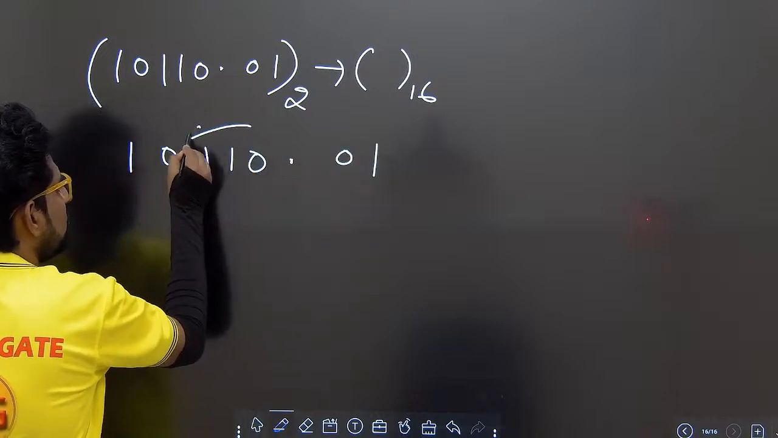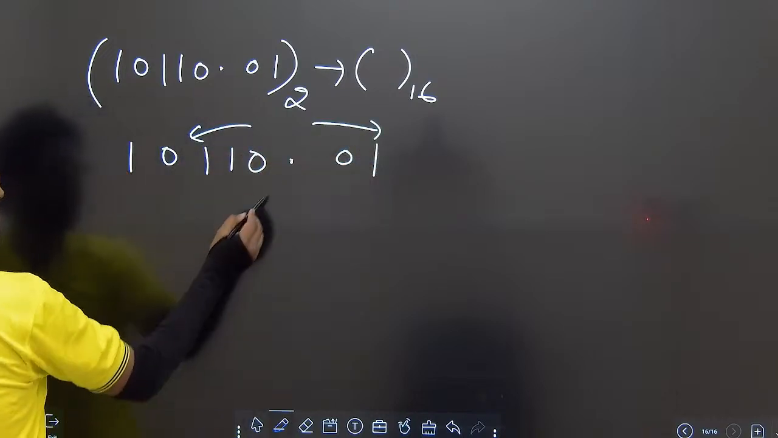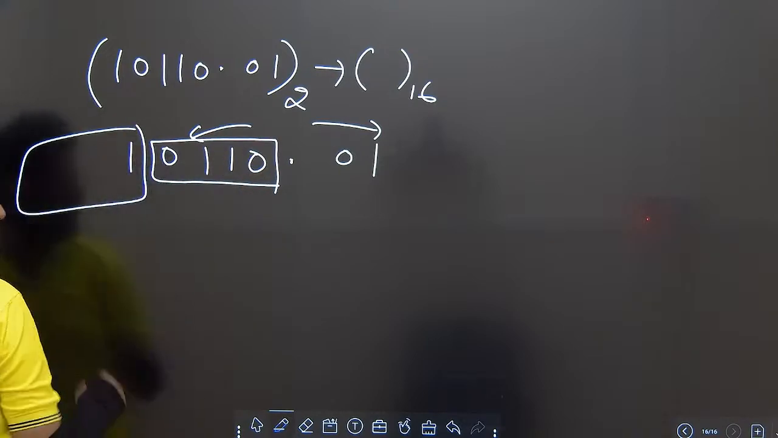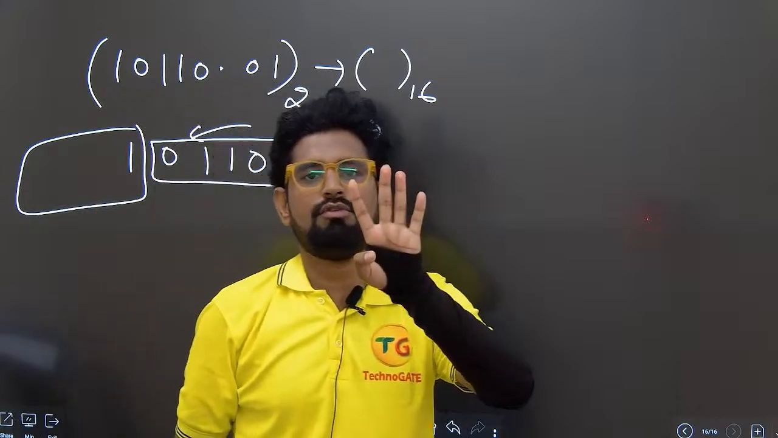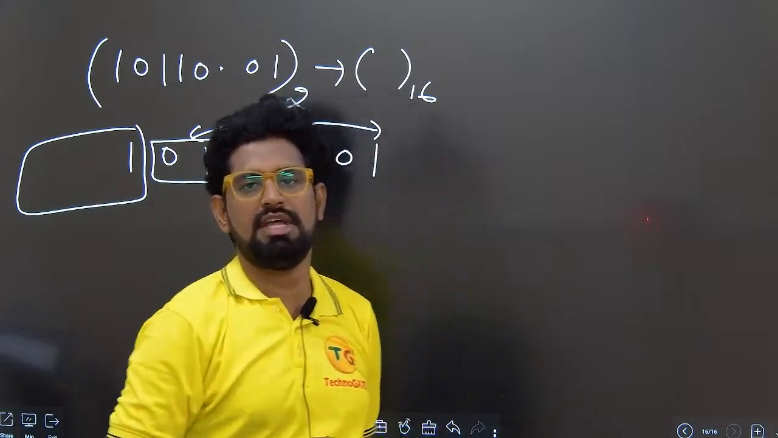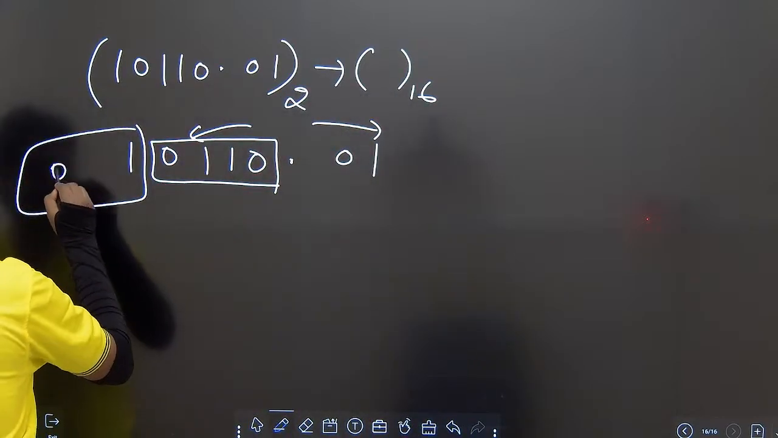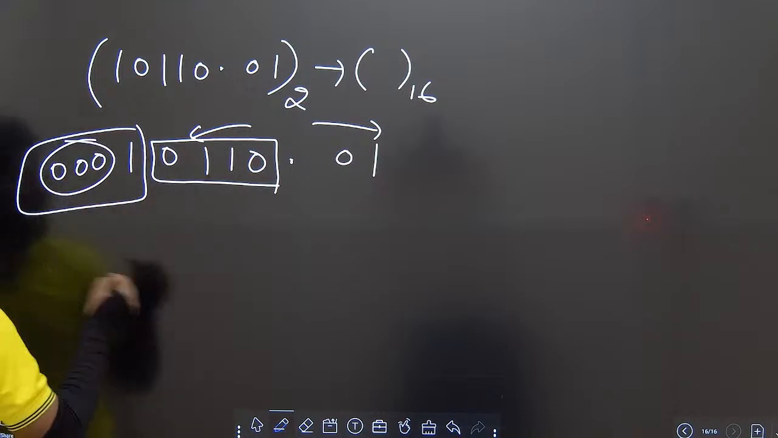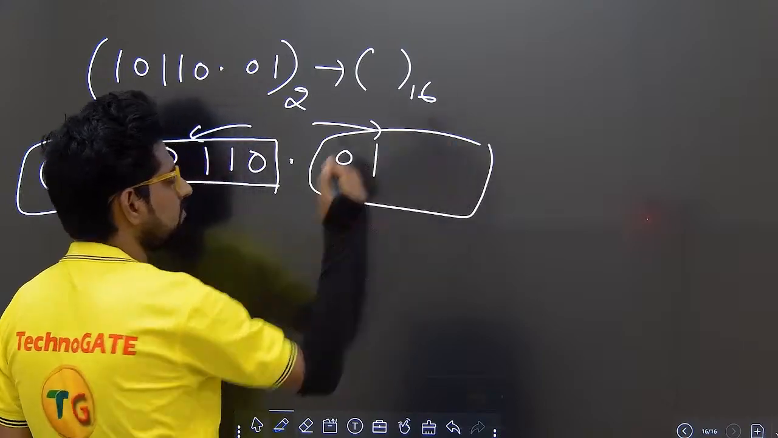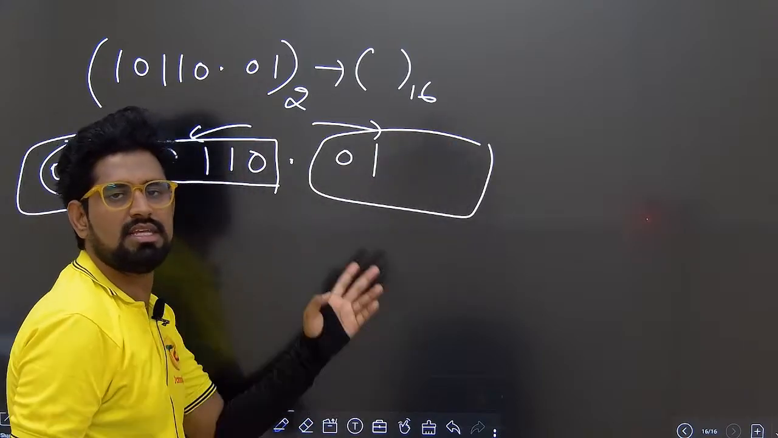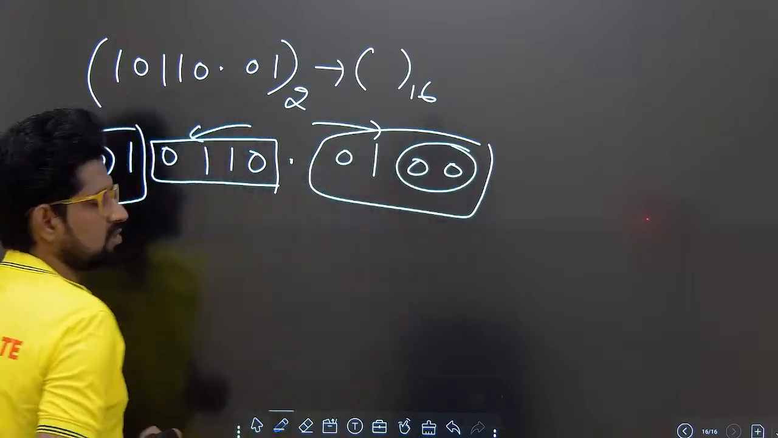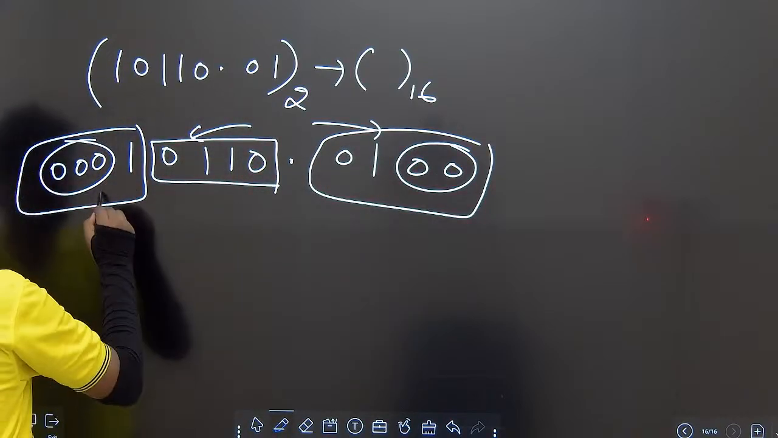10110.01. So I am moving this side and this side. Whenever I am moving this side, 4 digits. Again here it is only 1 digit. So to make it into 4 digits, how many zeros we need to add? We need to add 3 zeros. So I added these 3 zeros this side, and here only 2 digits. So I need to make these 2 digits into 4 digits. I need to add 2 zeros. So now what are these values?